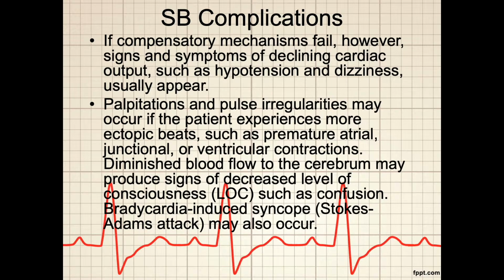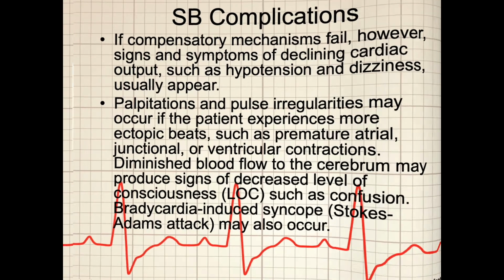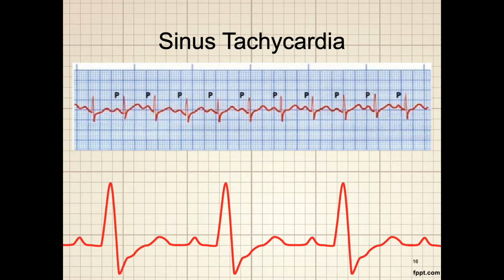Palpitations and pulse irregularities may occur if the patient experiences more ectopic beats on top of the sinus bradycardia, such as PACs, PJCs, and PVCs. As the blood flow to the brain decreases, this can lead to a decreased level of consciousness, and that can manifest itself in such symptoms as confusion. There's a name for this. It's called bradycardia-induced syncope, or a Stokes-Adams attack. Realize your patient has safety risks, such as risk for falls.